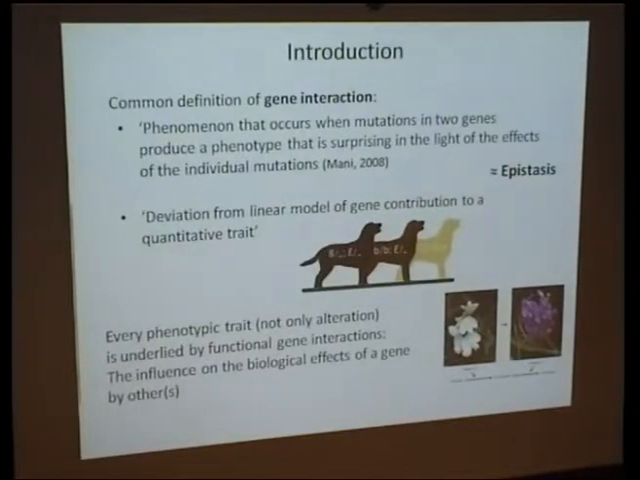For example, a common definition that you will get if you ask a molecular biologist or an experimental geneticist is that gene interaction is a phenomenon that occurs when two mutations in genes produce a phenotype that is surprising given the lack thereof in the individual mutations. This is very similar to the concept of epistasis, which has also been defined as the deviation from the linear model of a gene's contribution to a quantitative trait. In general, these are all phenotypic perceptions, but all of them are underlain by functional gene interaction, the influence of the biological effects of a gene by others.